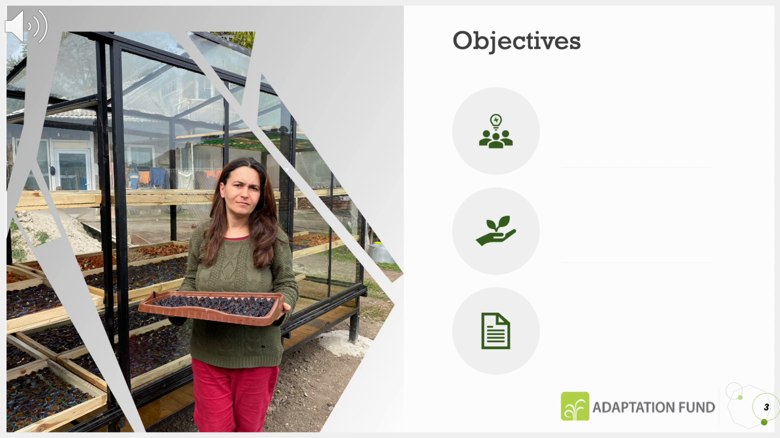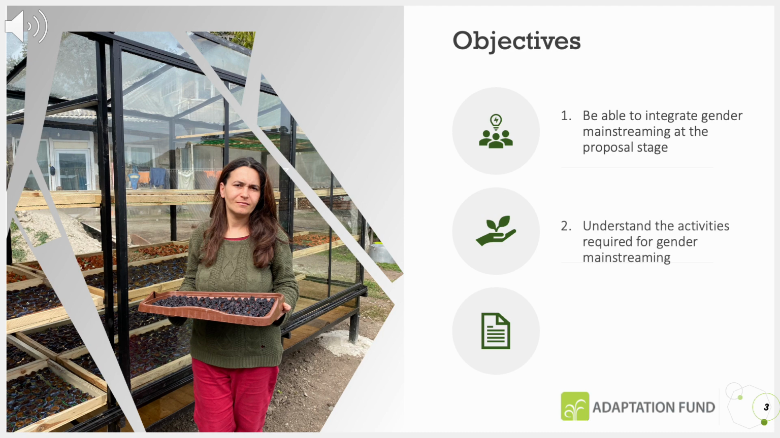The objectives of the module are to be able to integrate gender mainstreaming at the proposal stage, understand the activities required for gender mainstreaming, and access templates and support. This module has 3 sections and takes 19 minutes to complete. You can pause at any time to apply part of the training, or take a break and return at your leisure.